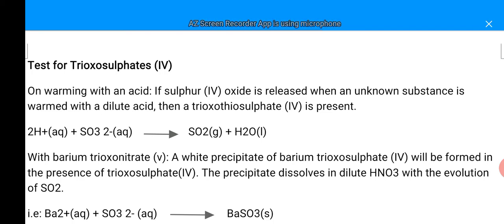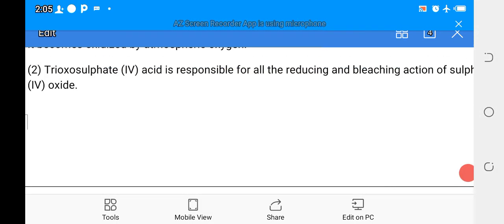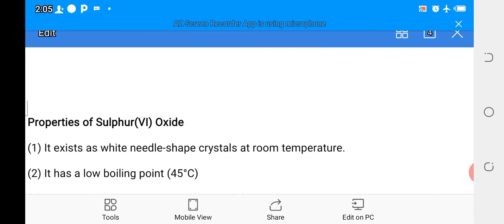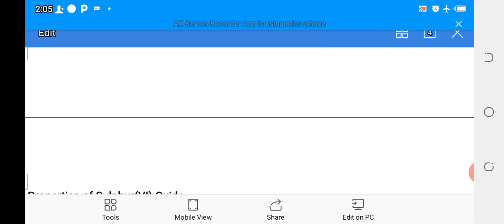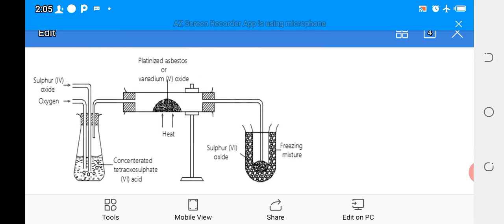So, we will stop here for today and we shall continue from there next lesson. So far so good. As far as today's lesson is concerned, we have been able to look at the sulfur 6 oxide, how it can be prepared. We have emphasized the fact that it is not easily prepared by just reacting sulfur 4 oxide with oxygen. No, some conditions must be set aside before it can be achieved.